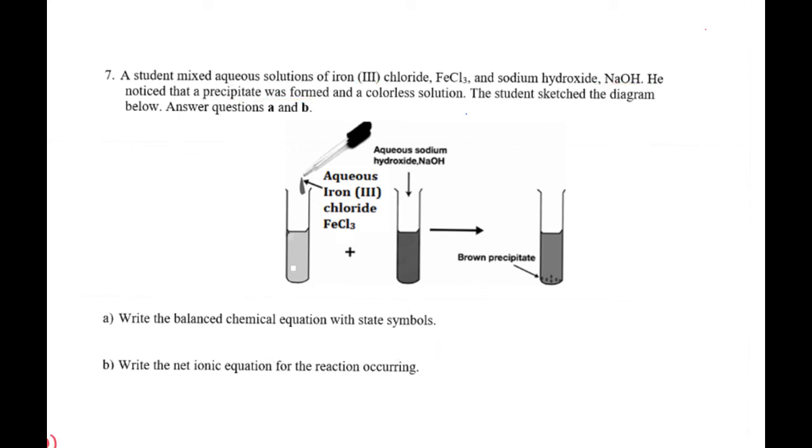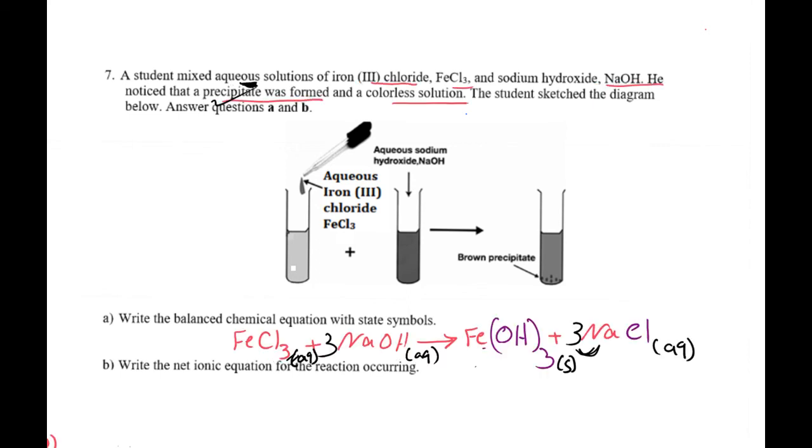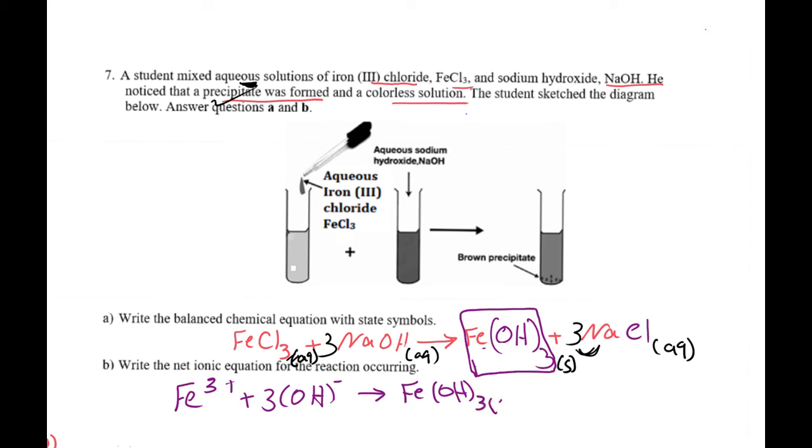This question is asking to write the net ionic equation. To write the net ionic equation is very simple: look at the solid which is formed in the reaction and construct your equation. Iron 3 ion plus hydroxide ion forms iron 3 hydroxide. This is the net ionic equation.